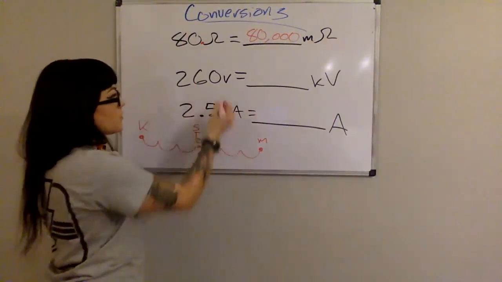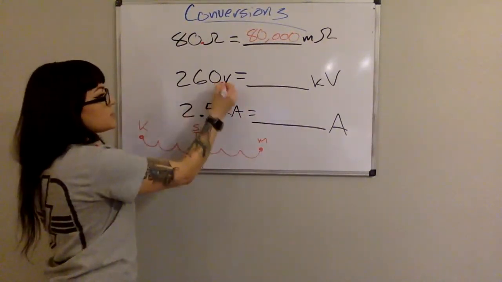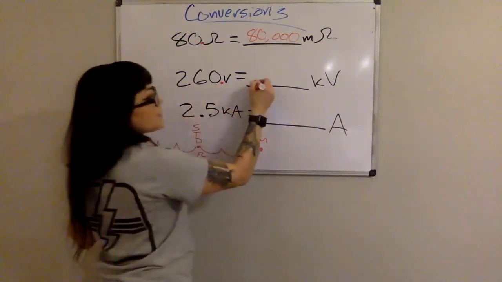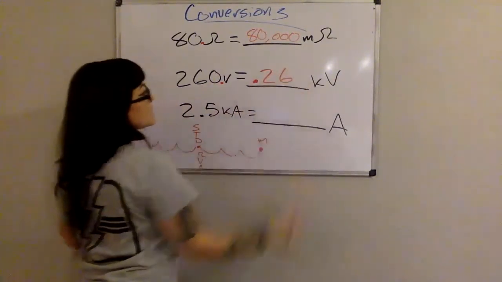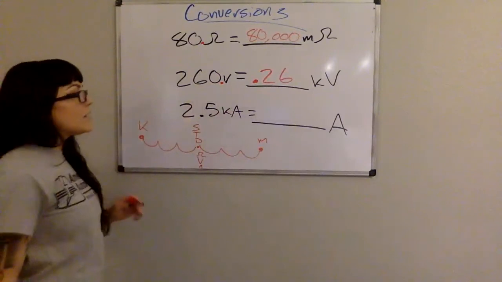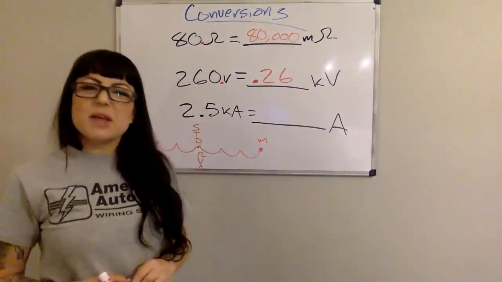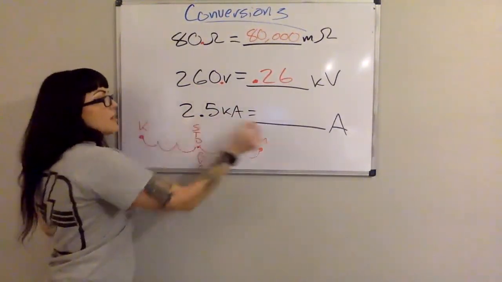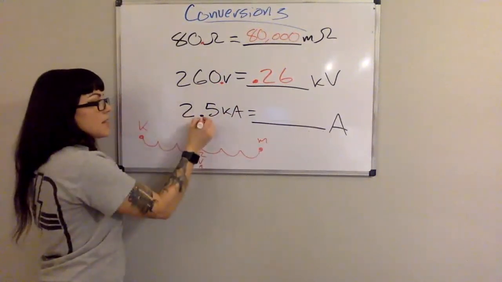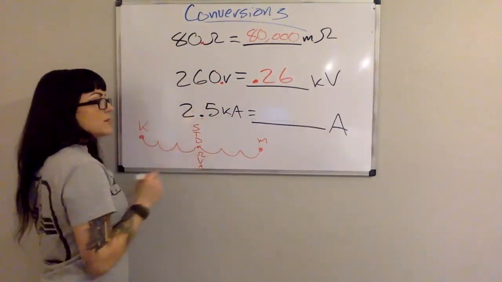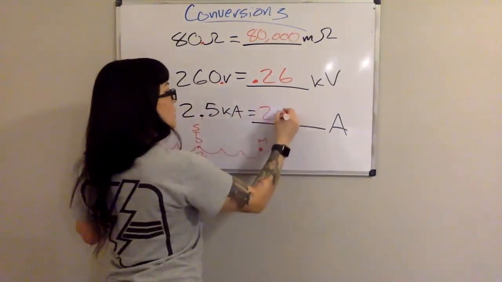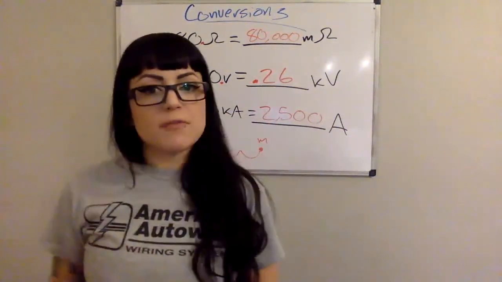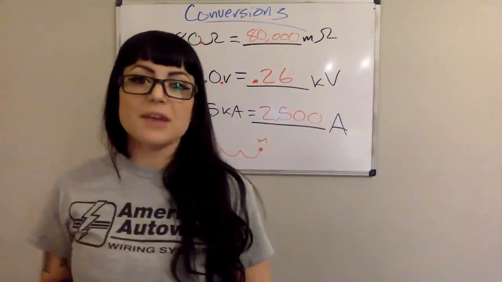Volts to kilovolts. So we're going from standard unit of measure, again, my infinitesimal decimal point, to kilovolts. So we're going to take it to the left. The correct answer here would be 0.26 kilovolts. And down here, 2.5 kiloamps. That doesn't sound like a whole lot of amps, right? It seems safe enough. If we want to go from kilo all the way to standard, I'm going to take my decimal point and I'm going to move it three places to the right, which is going to give me 2,500 amps. With enough voltage behind it is plenty enough to fry you.